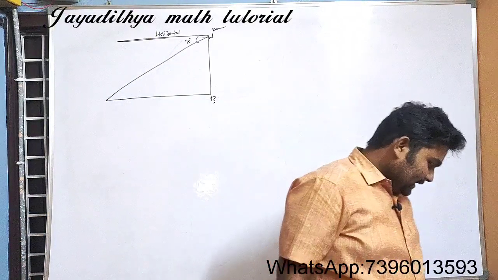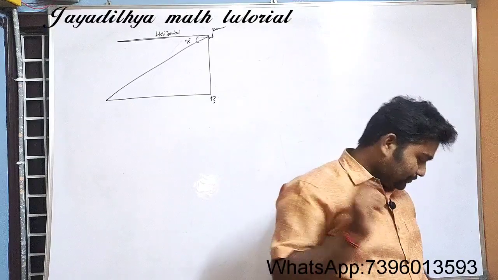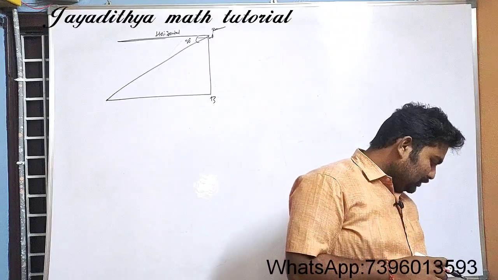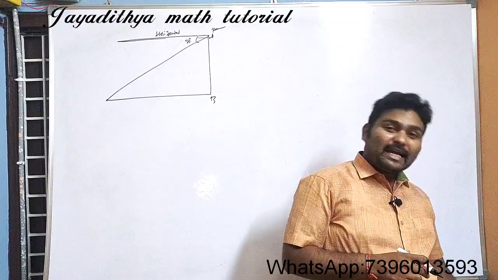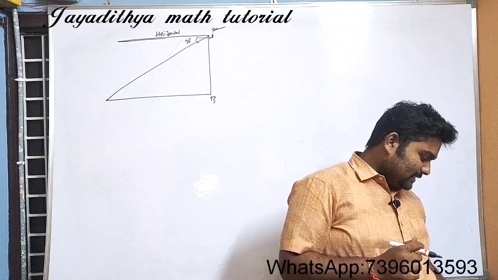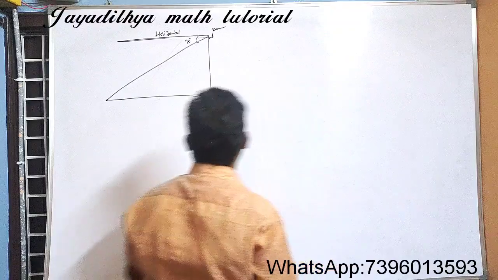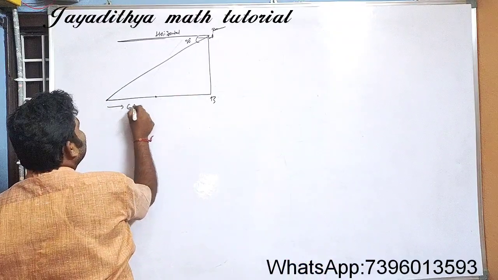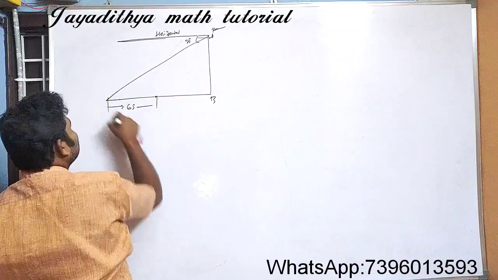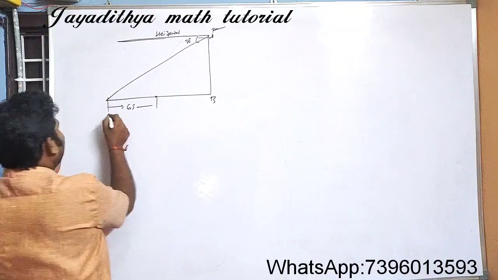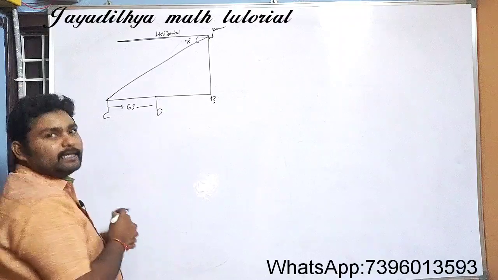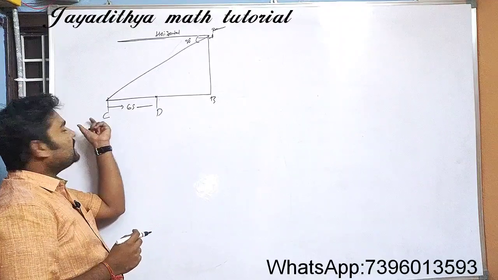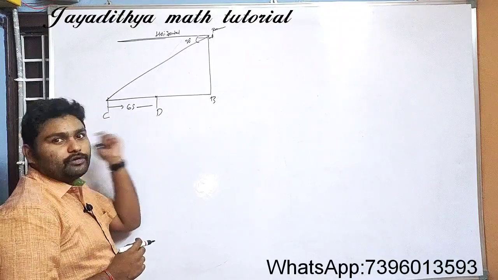Okay. Next, the car is approaching the foot of the tower with a uniform speed. 6 seconds later, this is important, 6 seconds later, the angle of depression of the car is found to be 60 degrees. So in 6 seconds, the car has reached a point here. Let us take the first point as C and the second point as D. In 6 seconds, the car moved from C to D.